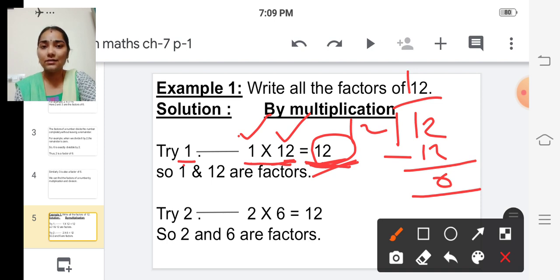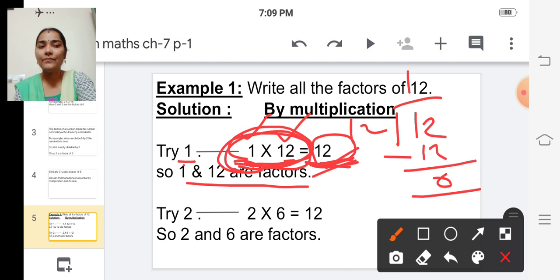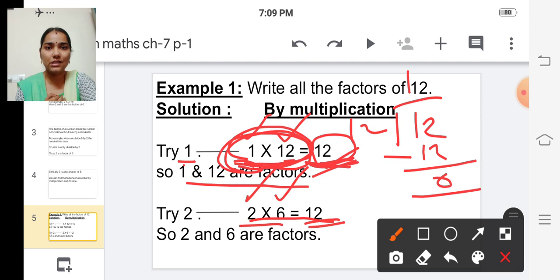So we have learnt that if we multiply two numbers to give a product, then those numbers are factors of the product, isn't it? So 1 and 12 are factors of 12. And if we try the second table, 2 6s are 12, so 2 and 6 are factors of 12. Like that we have to check all the multiplication tables.